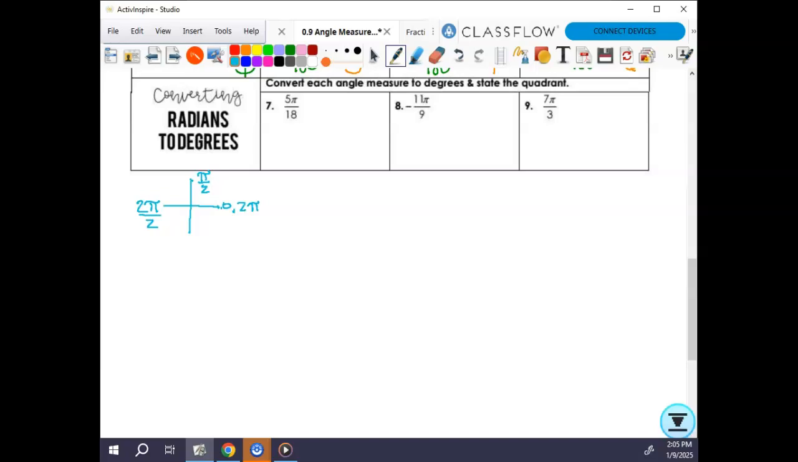This reduces to pi. If I asked you what it was, your answer is pi. But when we're thinking fractionally, I'm thinking about it as 2 pi halves. You with me on that? So I have 1 pi half, 2 pi halves. What would this be? 3 pi halves.